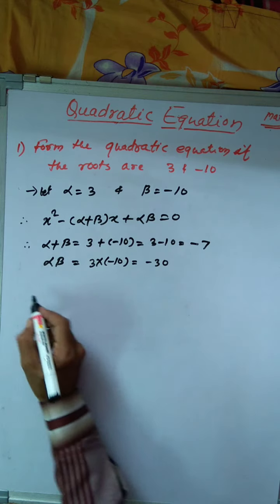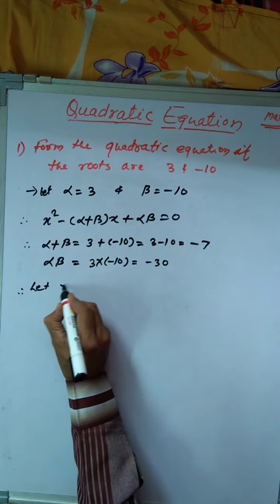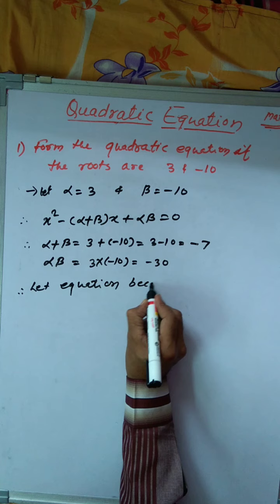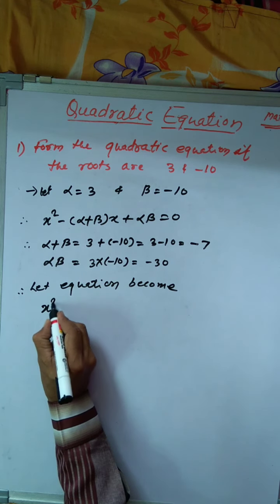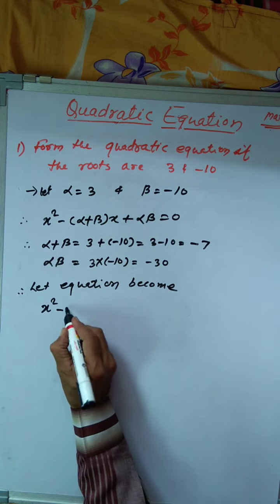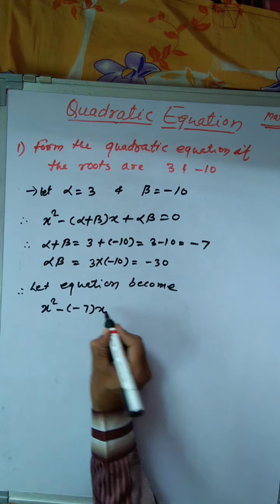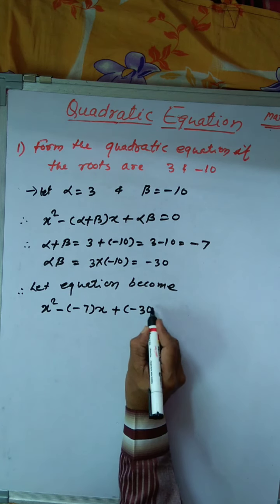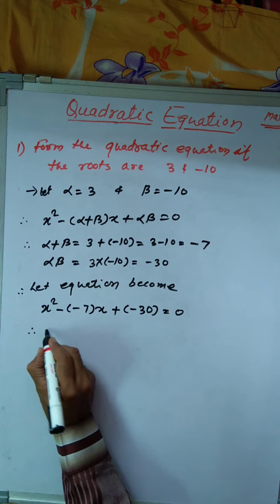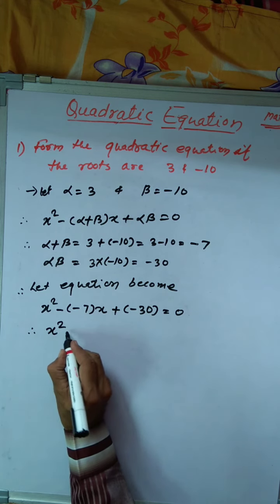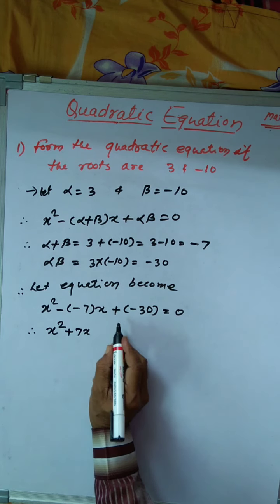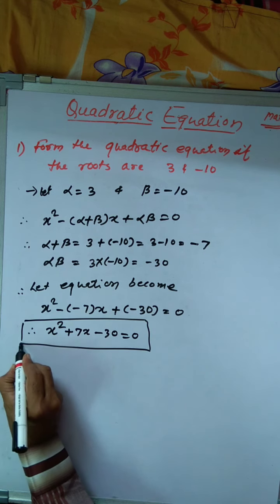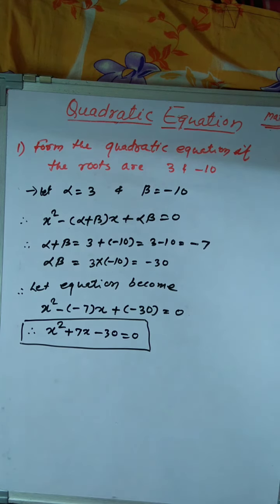Substitute this in the equation. We get x square minus (alpha plus beta, which is minus 7) x plus alpha into beta, which is minus 30, is equal to 0. And hence the required equation is x square minus minus, which gives plus, 7x minus 30 is equal to 0. This is the required equation with roots 3 and minus 10.